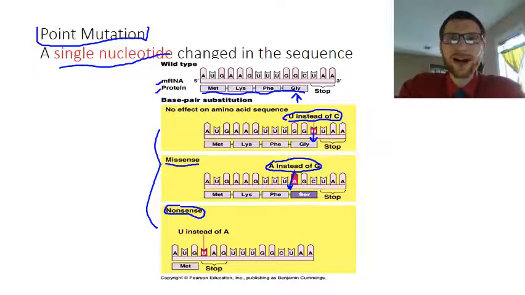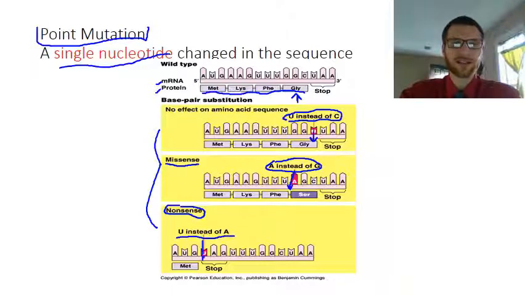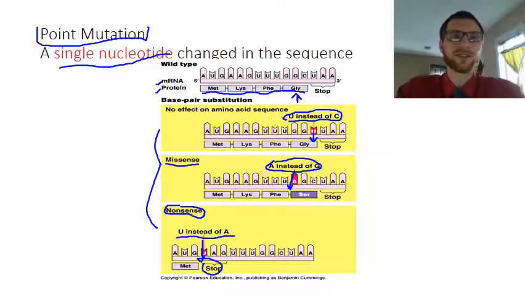And the third kind of point mutation is nonsense. It tells the body to stop making the protein. A U instead of an A there says stop. So it's nonsensical. If a nonsense point mutation occurs, one letter changes and it makes the whole thing stop. So we can't make proteins.